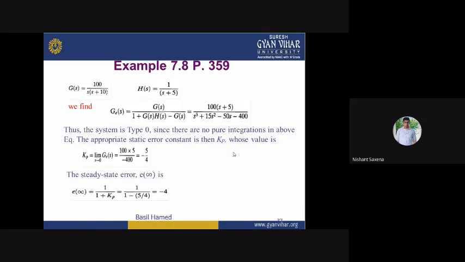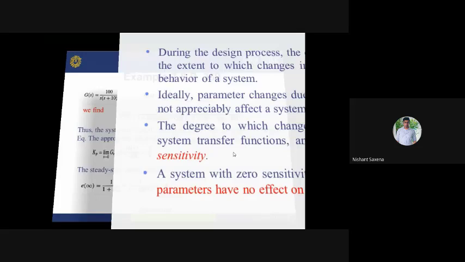Therefore, your position constant is equal to minus 5 by 4, and the steady state error at infinity is equal to 1 upon 1 plus Kp, which is coming to be minus 4.